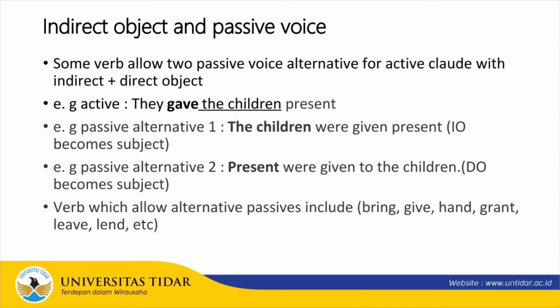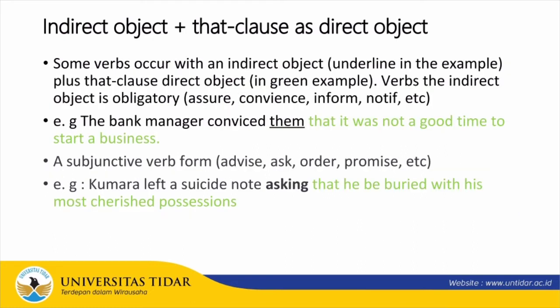Verbs which allow alternative passive include such as bring, give, hand, grant, leave, lend, etc. The next is about indirect object plus clause as direct object. Some verbs occur with an indirect object, underlined in the example, plus a clause as direct object. In the green example verbs, the indirect object is obligatory, such as assure, convince, inform, notify, etc.